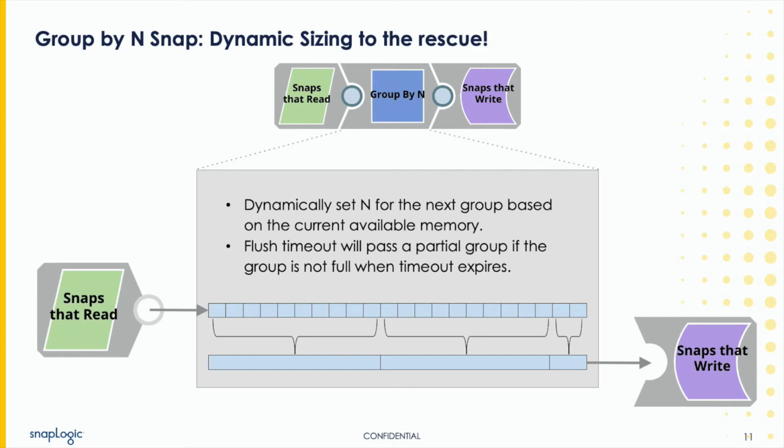The group by end snap allows you to create groups of records for processing so the data doesn't get passed downstream all at once. Using the dynamic memory sensitivity setting, the group by end snap will dynamically set the group size based on available resources. When resources are low, the group size will become smaller in order to pass a reasonable amount of data downstream for processing. This ensures data continues to be processed at an efficient rate and no bottlenecks occur.